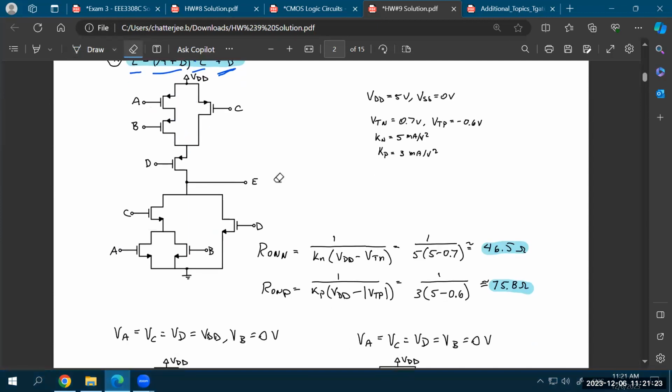Okay. Now, to find out the R-on of the individual transistors, you can find out what the R-on of N and R-on of P would be, given that all the K values and the threshold voltage values are given, right?